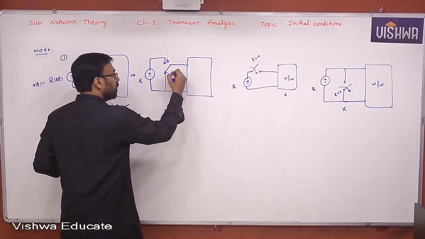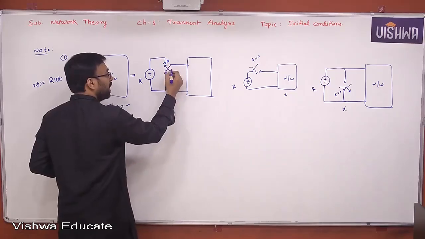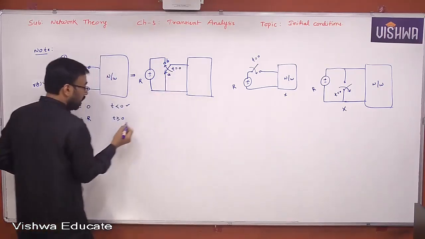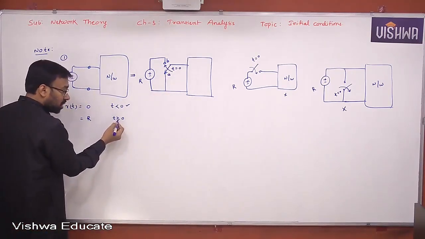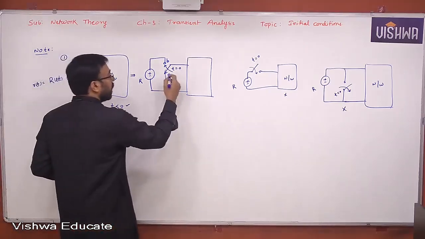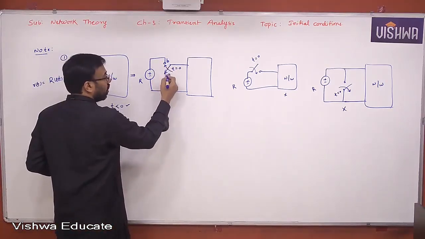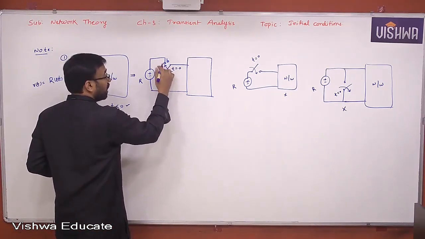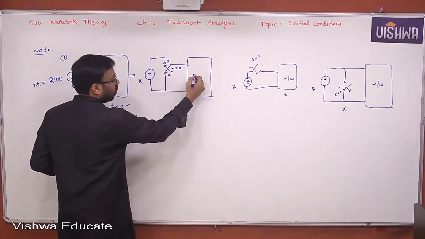Now when you move the switch from A to B at t equal to 0, because at t equal to 0 the disturbance is taking place, or the switching operation is taking place. Therefore, for t greater than or equal to 0, the input given to the network is what? Capital R. I hope you understand the point.